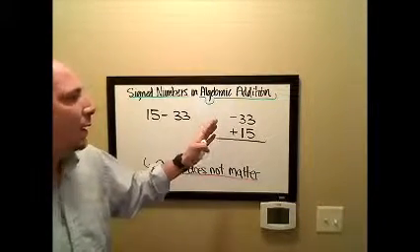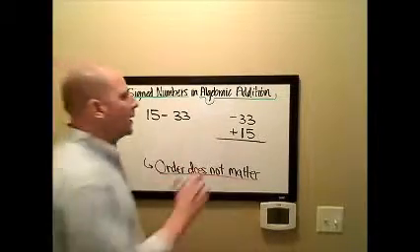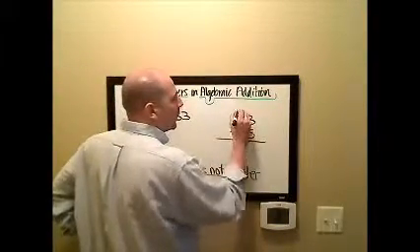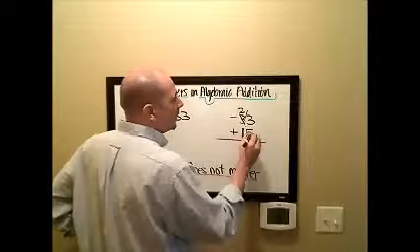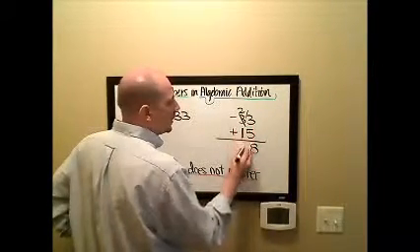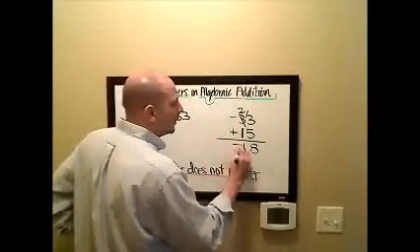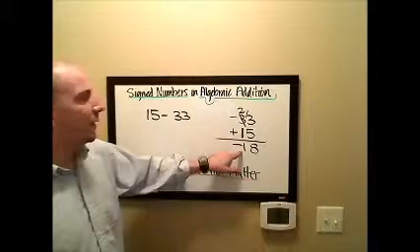So 33 is bigger, I have it on the top. 15 is smaller, I have it on the bottom. And here's what I'm going to do. I'm going to borrow a 10, 13, 10, 9, 8. And then I'm going to subtract 2 minus 1 is 1. And the negative side is still bigger, so my answer is the opposite of 18.